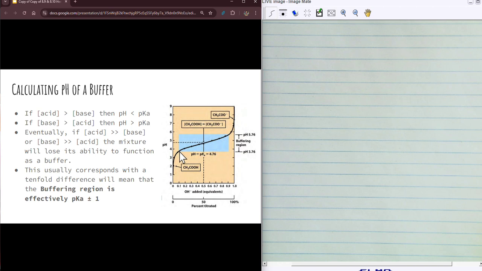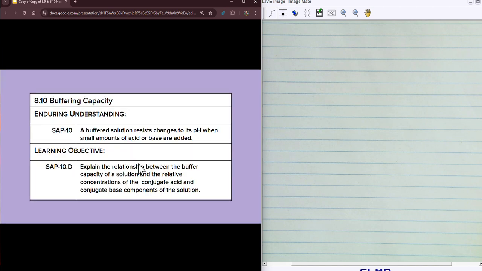So 3.76 starts at about here, at about 0.1 hydroxide equivalents. I don't know what they used, milliliters or what, but whatever, from 0.1 equivalents all the way over to around 0.9, this whole region here is the buffer region. Okay, so that's the main point of understanding: there's a region. It's not just one location.